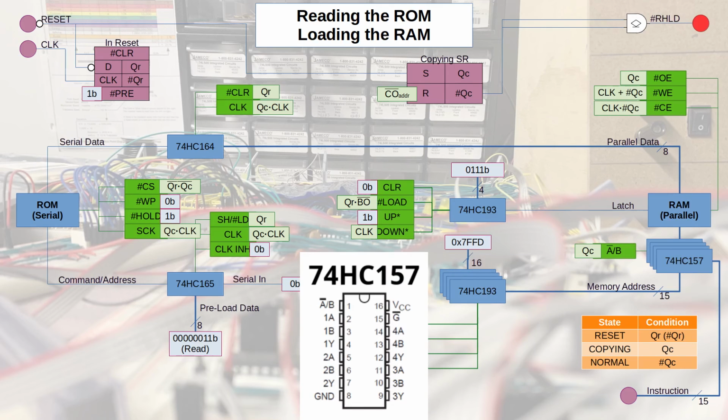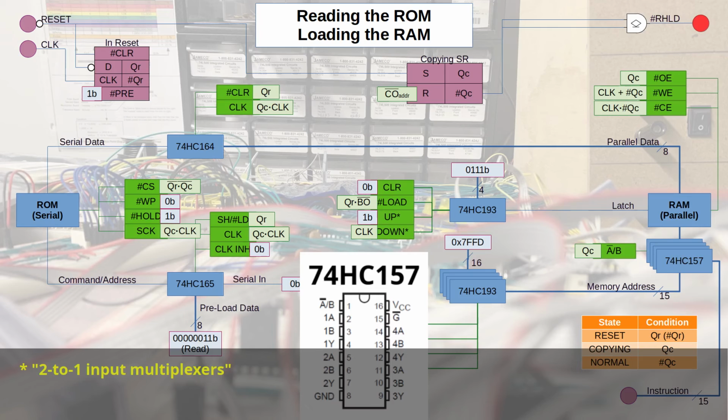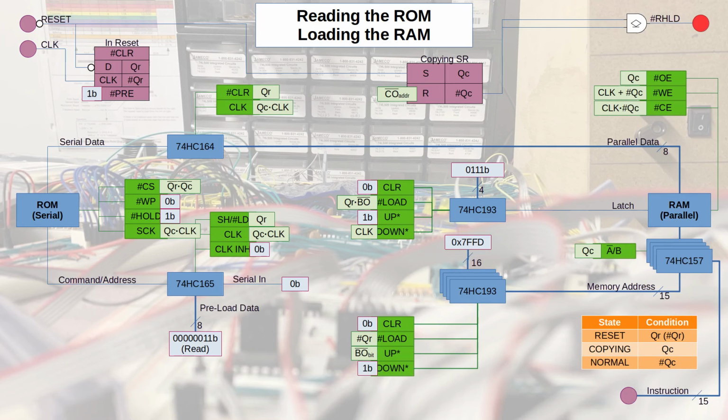For that, I'm going to introduce a couple of 74HC157 multiplexers. These are 2-to-1 input multiplexers, and I will need 4 of those. That will then allow me to select back and forth between the counter ICs and the instruction driving that address based on what's going on with QC.